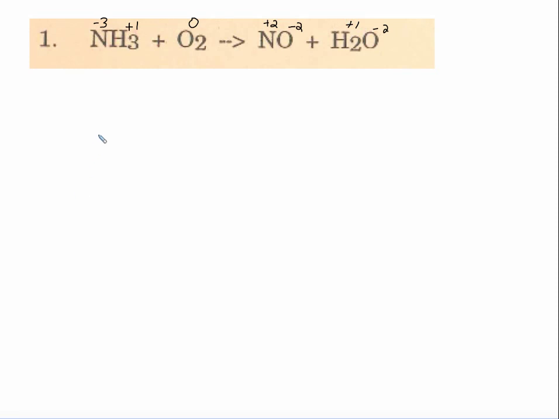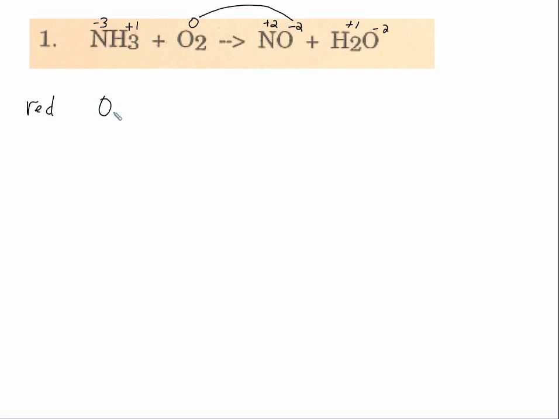Okay, so now what we're going to do is we're going to write the oxidation and reduction half reactions. I myself like to do the reduction one first. It's just easier for me to think about in my brain. So I look for changes in oxidation number. So I see that oxygen's oxidation number went down. So you can see that the oxygen has been reduced. So here's the reduction half reaction.